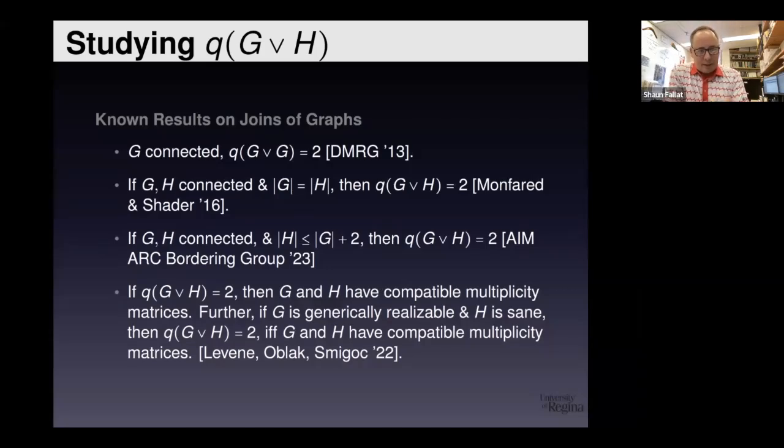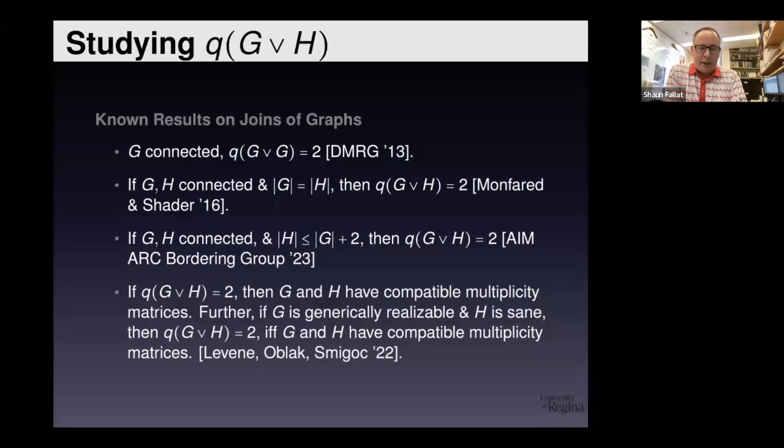And so you might ask about the converse, right? Because this is like, okay, if the join has Q equal to 2, then you have this property about the two graphs. And they actually developed, roughly speaking, a characterization of when Q in the join is 2.